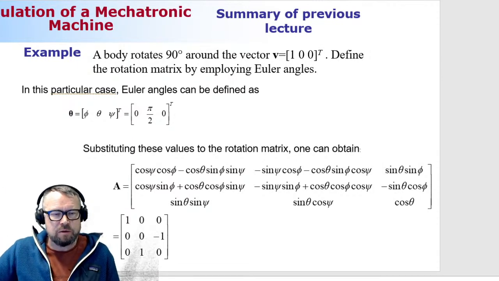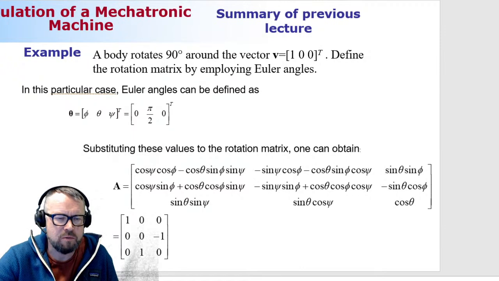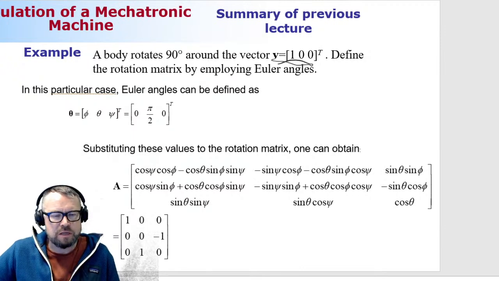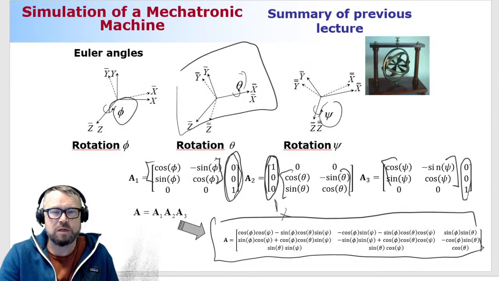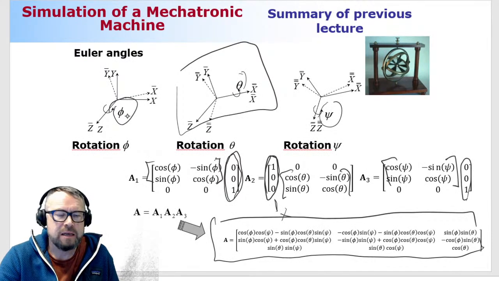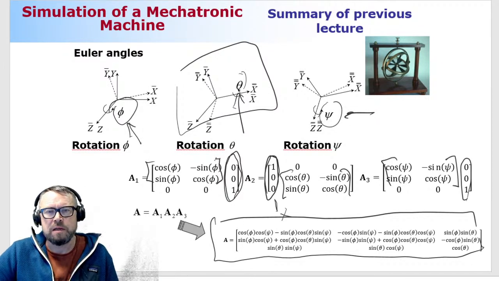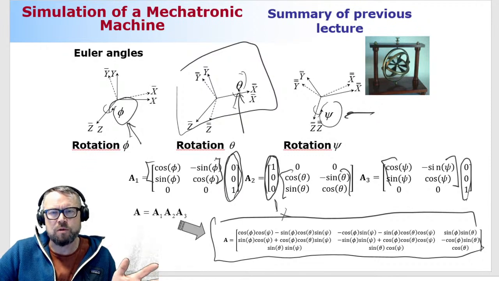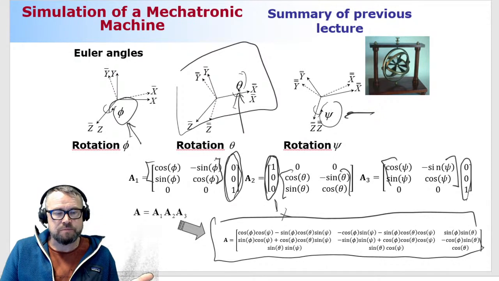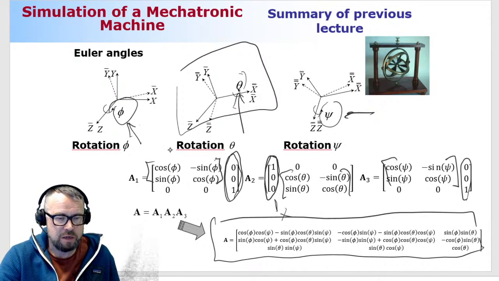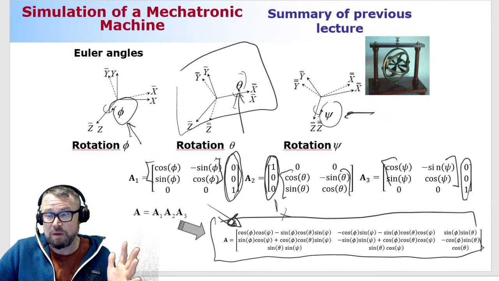Okay, the body rotates 90 degrees around the axis with a vector, which is provided here. Define the rotation matrix using Euler angles. So Euler angles is all about how to define these three parameters that we just learned: phi, this guy, theta, this guy, and psi, this guy. We just need to give numerical values to these three parameters, and that's it. Then it's all about substitution: once you know these three parameters, you substitute that information into this 3x3 rotation matrix. So it's not complicated at all.